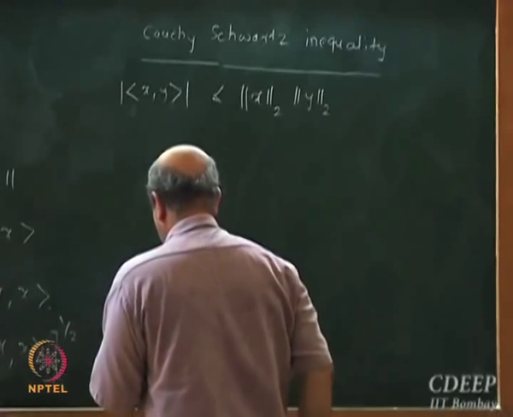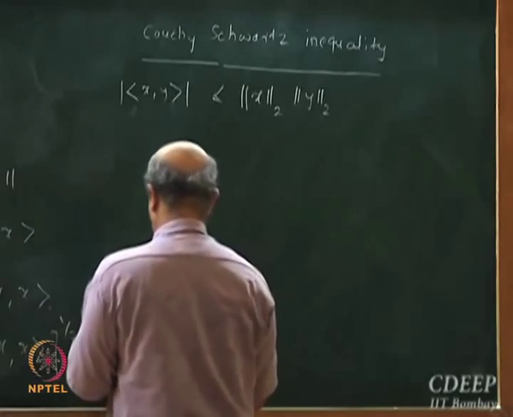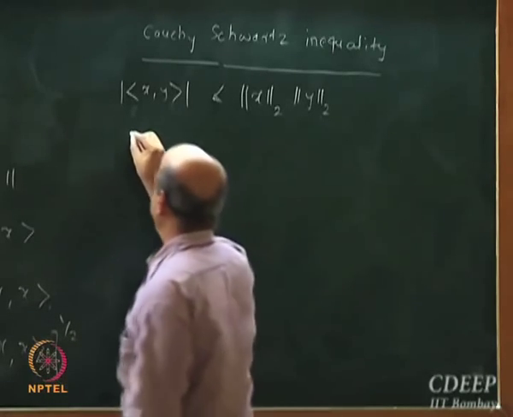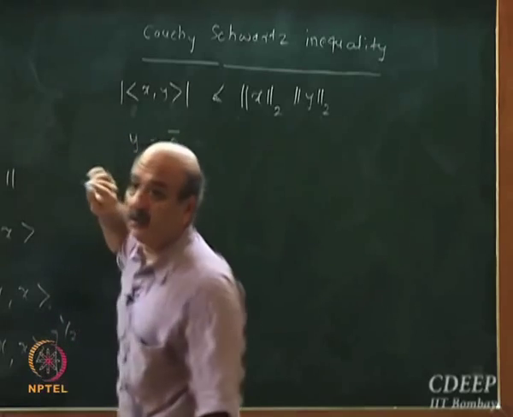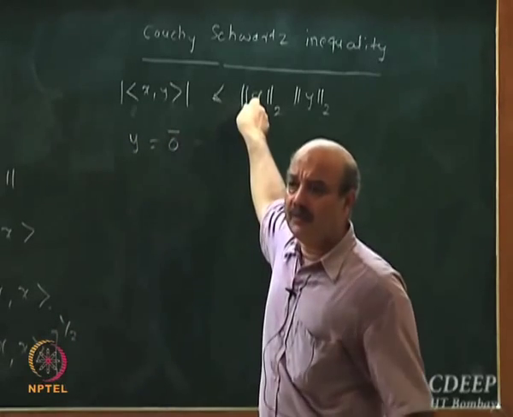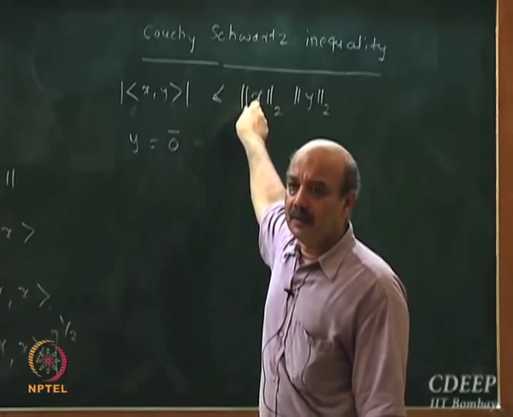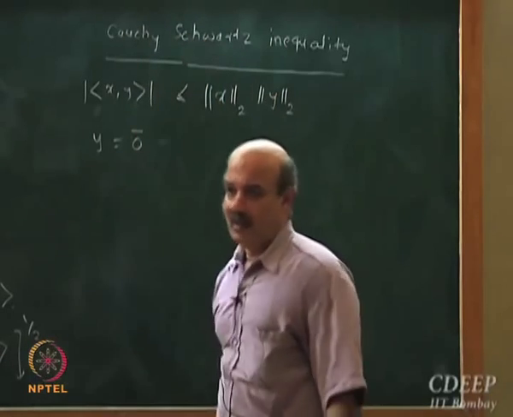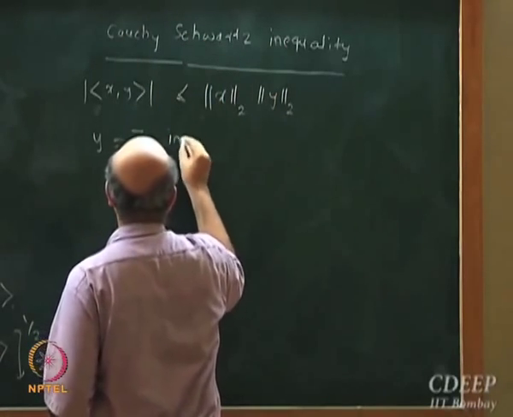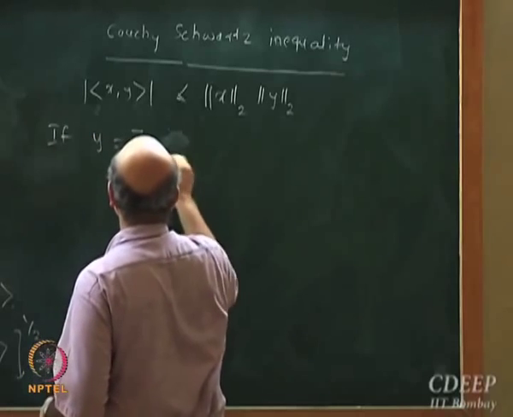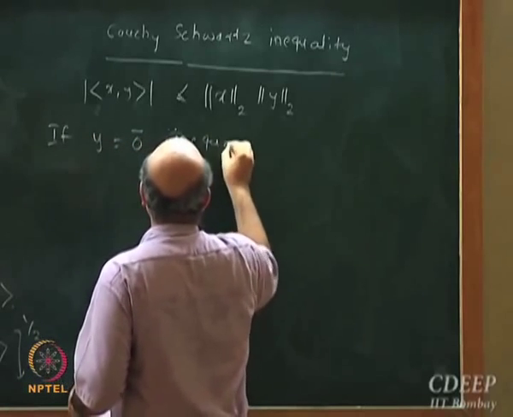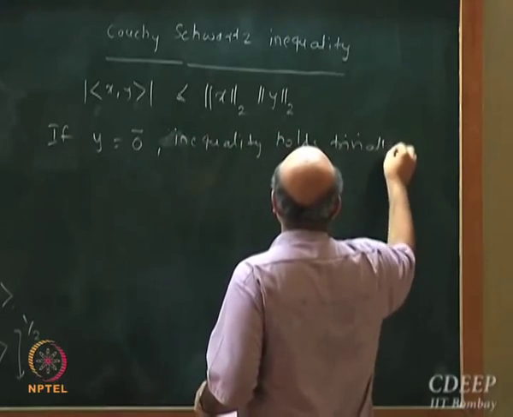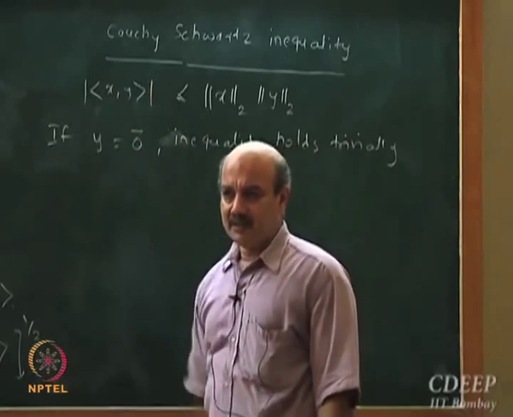Okay, so how do I do that? Now let's first look at a situation where y is equal to 0 vector. If y is equal to 0 vector, does this hold always? Yeah, because inner product with 0 will give you 0. 0 is less than or equal to 0, no problem. So we don't want to look at a trivial case, zero vector case.